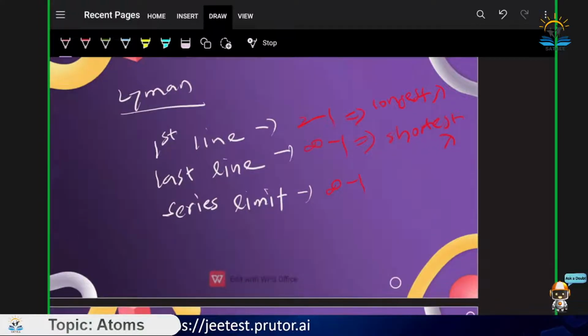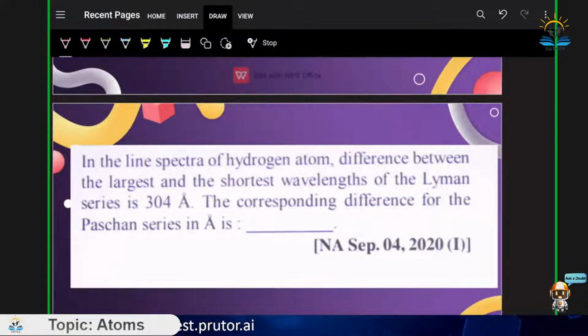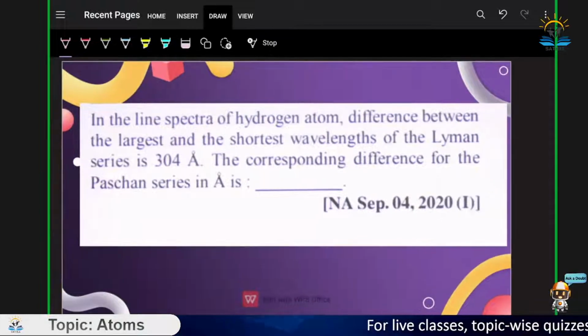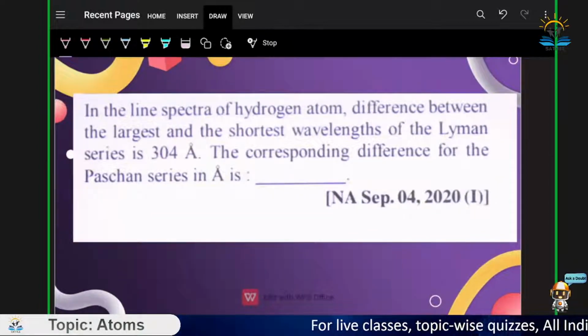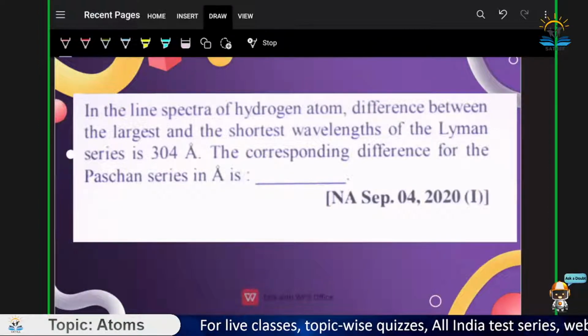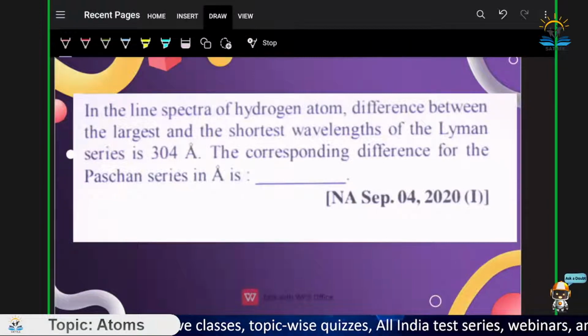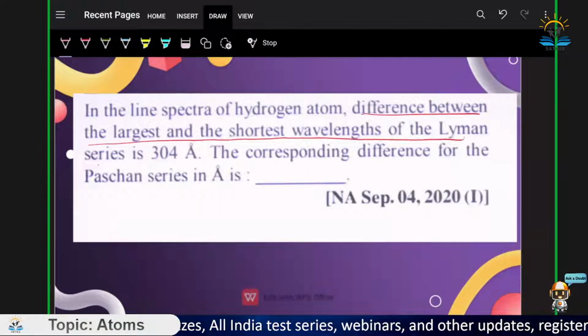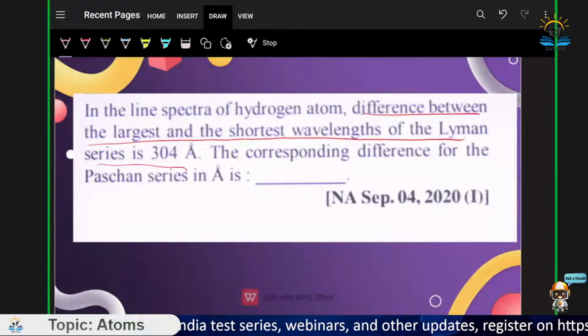So, let's start problem solving. This is our first question. In the line spectra of hydrogen atom, the difference between the largest and shortest wavelength of the Lyman series is given as 304 angstrom. I have to find out the corresponding difference for the Paschen series.